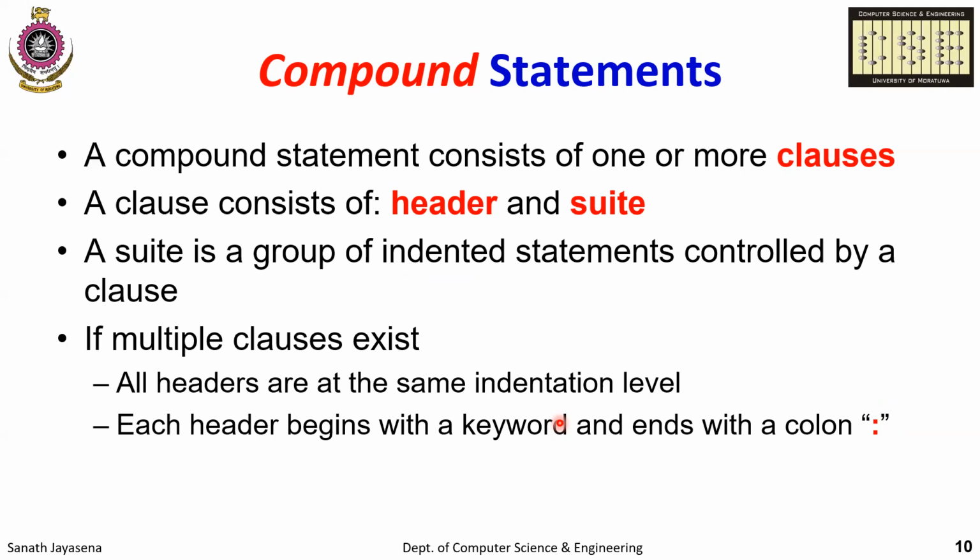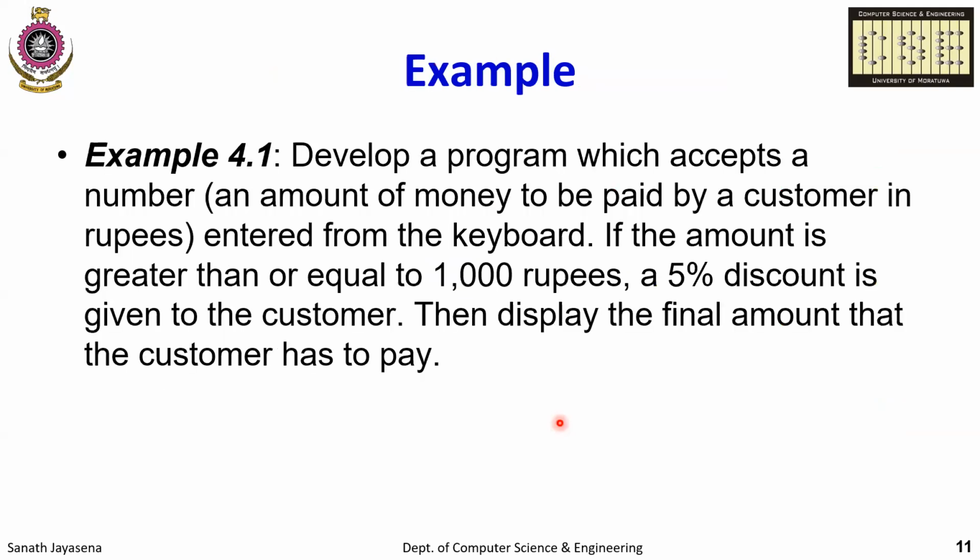Now that we know this, let's take an example. This example is from the notes, example 4.1. Develop a program which accepts a number, considered to be an amount of money to be paid by a customer in rupees. It is to be entered from the keyboard. If the amount is greater than or equal to 1,000 rupees, a 5% discount is given to the customer. Then display the final amount that the customer has to pay. This is example 4.1 in your notes.